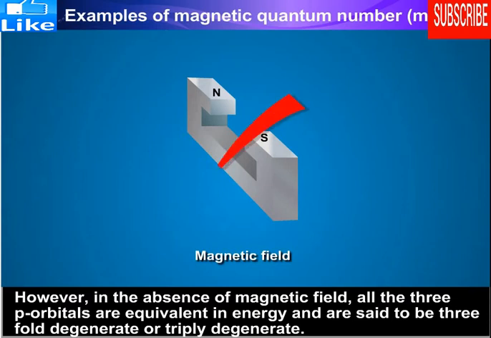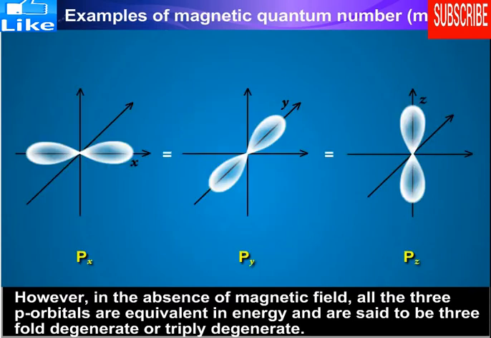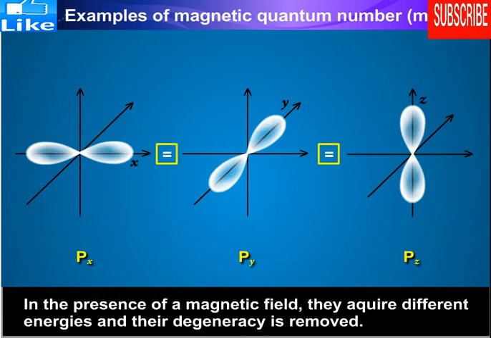However, in the absence of magnetic field, all the 3 p orbitals are equivalent in energy and are said to be threefold degenerate, or triply degenerate. In the presence of magnetic field, they acquire different energies, and their degeneracy is removed.